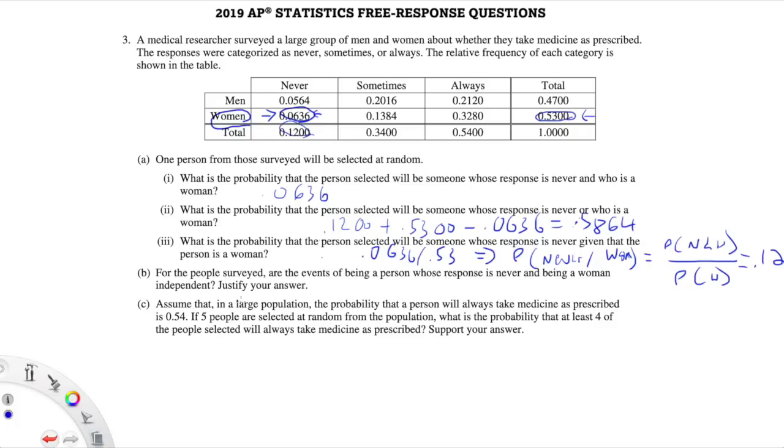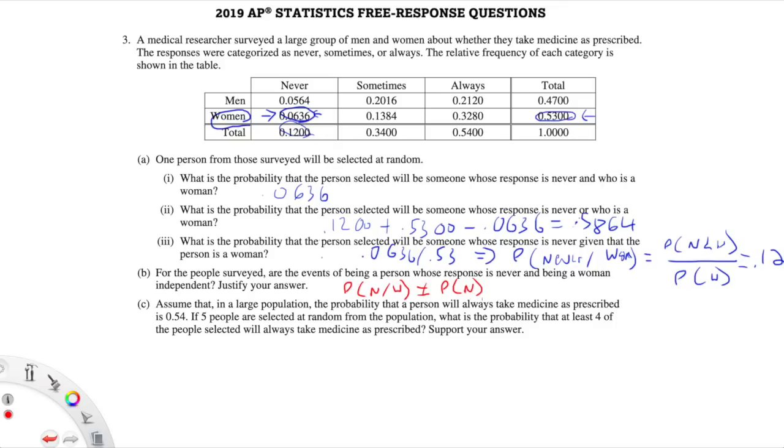All right, for the people surveyed, are the events of being a person whose response is never and being a woman independent? We should do this one in red. Why not? So we want to find whether P never and P woman are independent. And the way to find that is to say, if they're not independent, then P never given you're a woman, so if you're a woman, the probability of being in the never category should not be equal to P never. They should be different, somehow dependent. And we calculate P never given a woman, and P never.